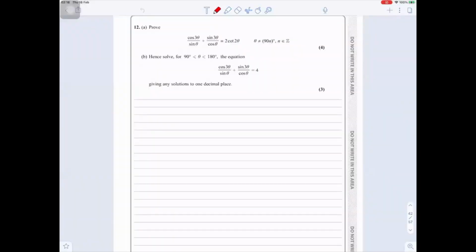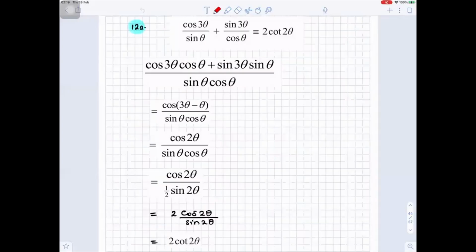Question number 12. Prove that cos theta over sin theta plus sin 3 theta over cos theta equals 2 cot 2 theta. So for question number 12a, we want to change the left-hand side to equal the right-hand side. So we start by adding the left-hand side. We take the lowest common multiple. The lowest common multiple is sin theta cos theta.